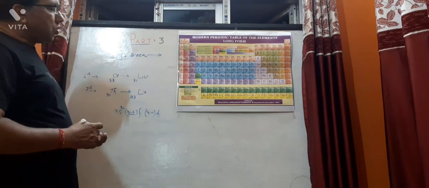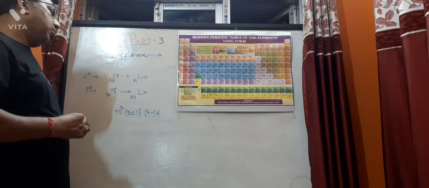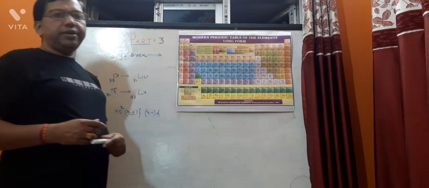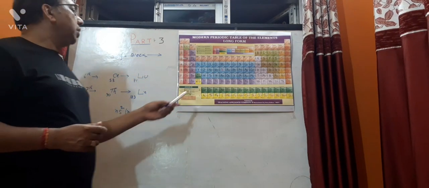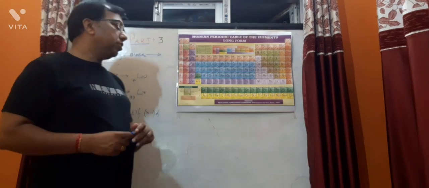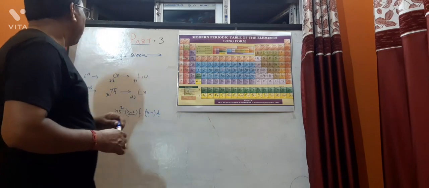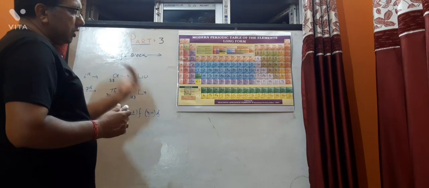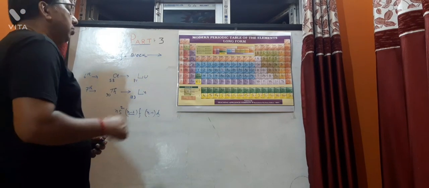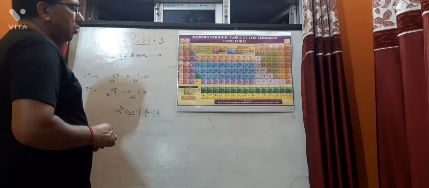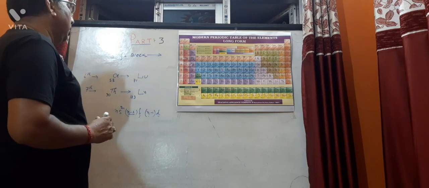The main characteristics of these elements: see, most of them are radioactive elements, transuranium elements, this is radioactive. Mostly these are also metals. Okay, and all other properties I will discuss in the next topic, the Bohr's classification.